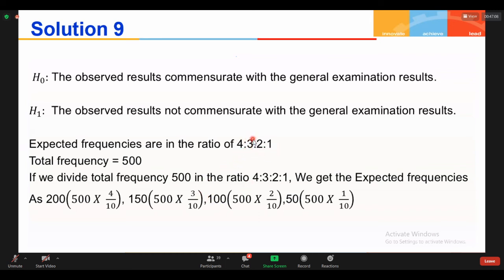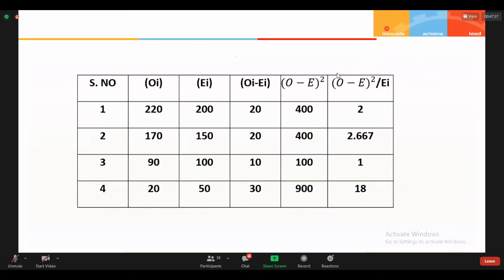For the second ratio it is 3, that's why here I took 3. 500 into 3 by 10. Simplifying this, you get the second expected frequency, 150. Similarly, you can get the remaining two frequencies, 100 and 50. These are the expected frequencies. All of you see here. Observed values they have given are 220, 170, 90 and 20. These are the observed values.